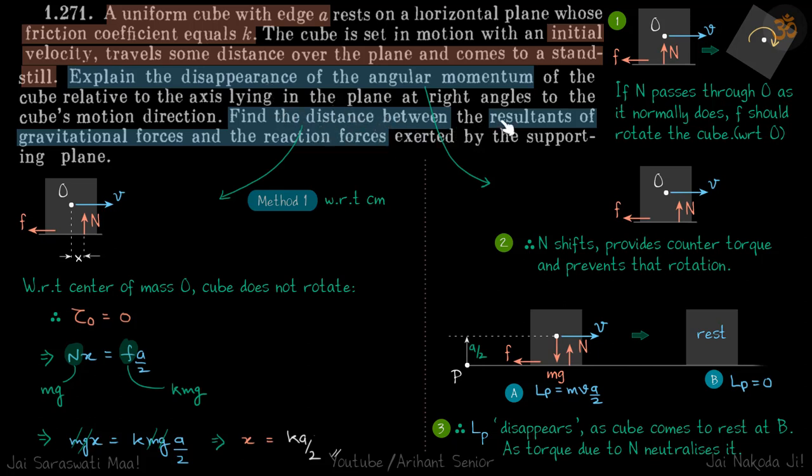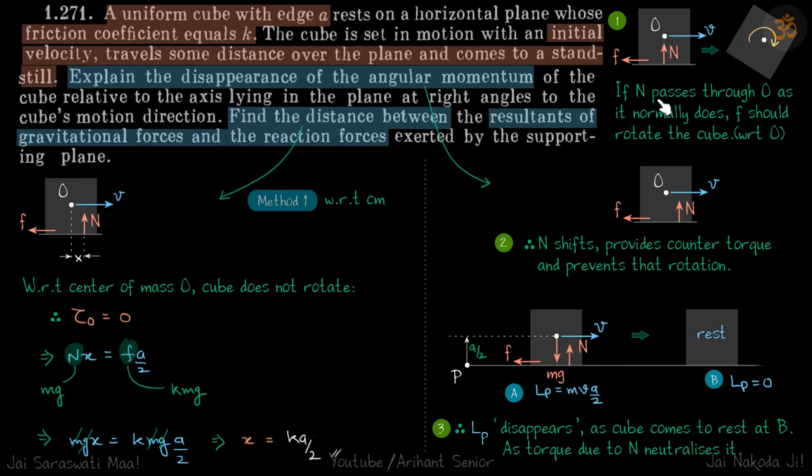And find the distance between the resultants of gravitational forces and the reaction forces. So the hint for the first part of the problem is given in the second part. Normally when the block is at rest, the gravitational force and the resultant of the normal reaction lie on the same line. But here it says find the distance between the resultants of gravitational force and reaction force. So we assume that mg and the resultant N are not on the same line, and it actually wants us to find this distance x.